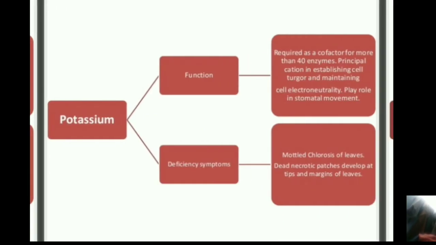When we observe the potassium functions, it is required as a cofactor for more than 40 enzymes. It is the principal cation in establishing cell turgor and maintaining cell electroneutrality, and plays an important role in stomatal movement also. So the deficiency symptoms: deficiency of potassium causes mottled chlorosis of leaves. Sometimes dead necrotic patches develop at tips and margins of leaves. These are the deficiency symptoms of potassium.